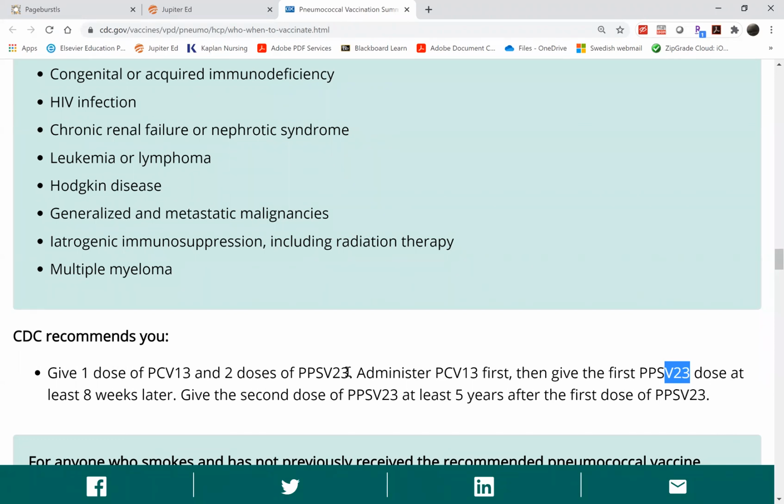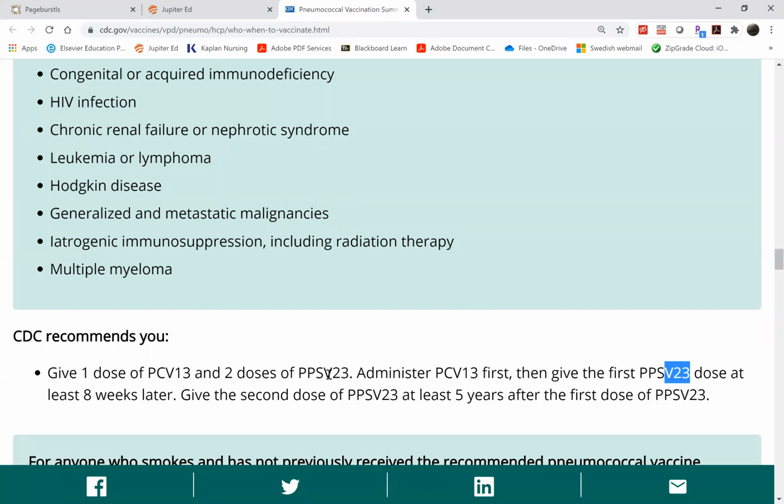So this is another scenario where you could get the 23. Let's say you were 62 when you developed leukemia. So I get a 13 today, then 8 weeks later, I get the first of 2 23s. Now 5 years later, when I'm 67, that second dose is still based on leukemia. So I still have one last one, this time based on my age. That will be my last one because we can only get up to 3 doses of 23. Any question on that scenario?